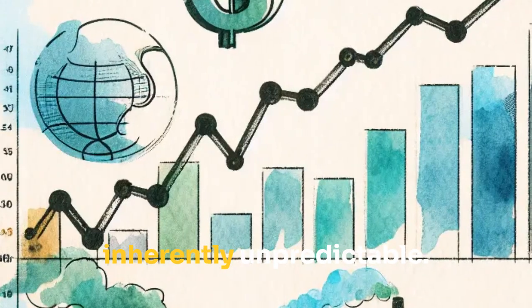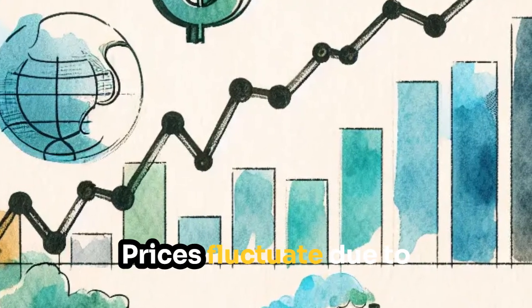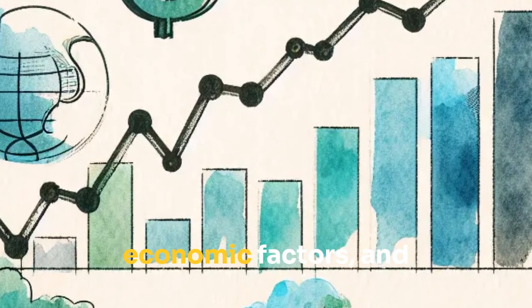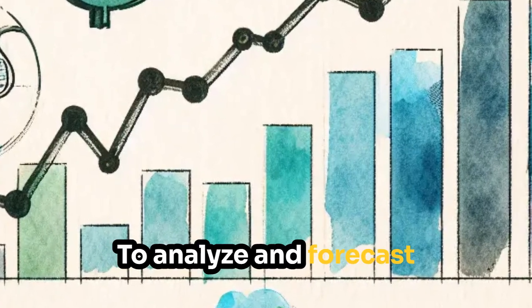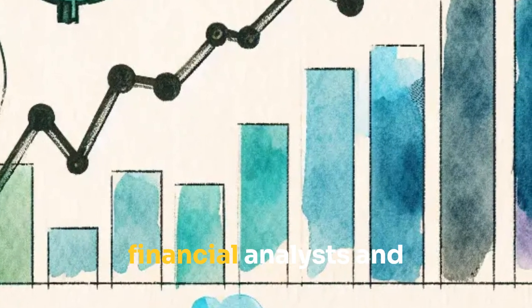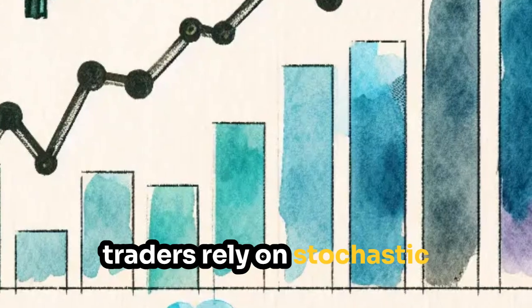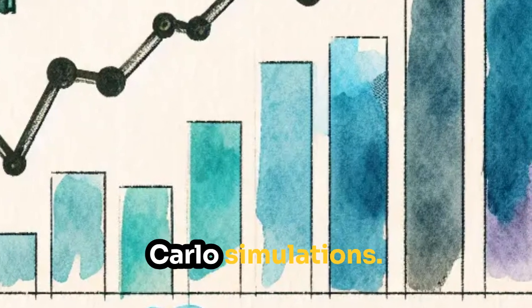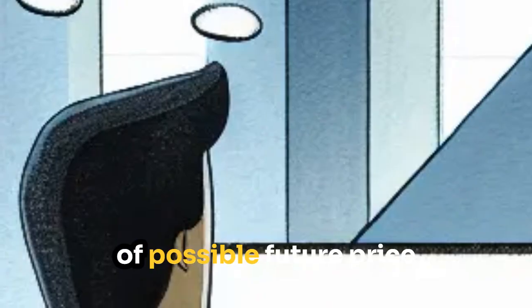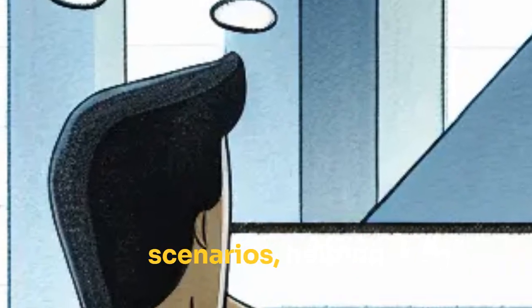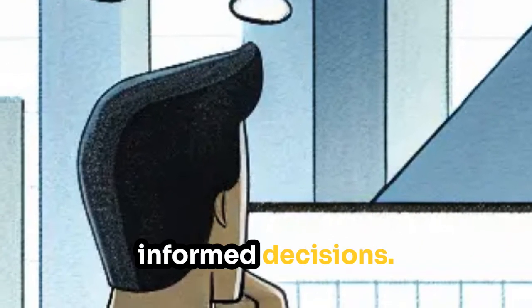Financial markets are inherently unpredictable. Prices fluctuate due to supply and demand, economic factors, and investor sentiment. To analyze and forecast stock price movements, financial analysts and traders rely on stochastic models and Monte Carlo simulations. These methods allow us to explore thousands of possible future price scenarios, helping investors make more informed decisions.